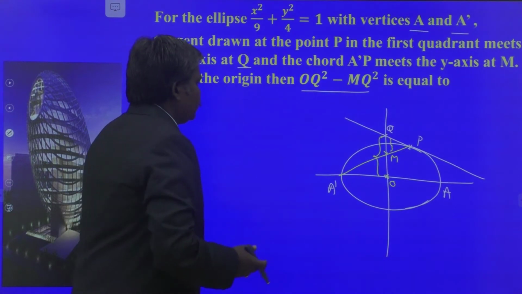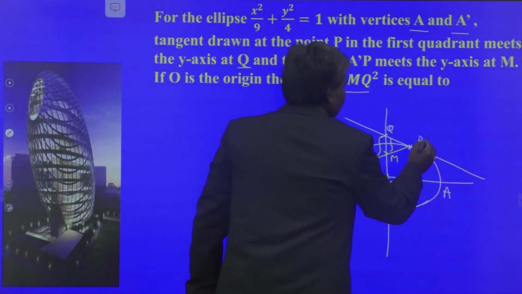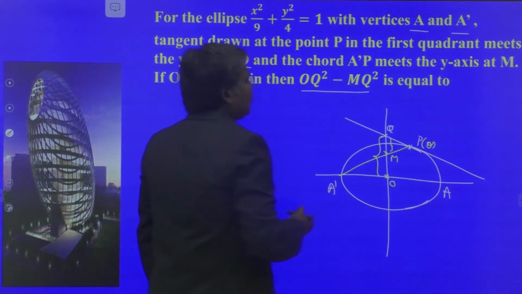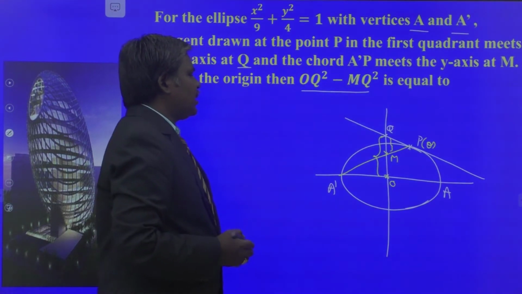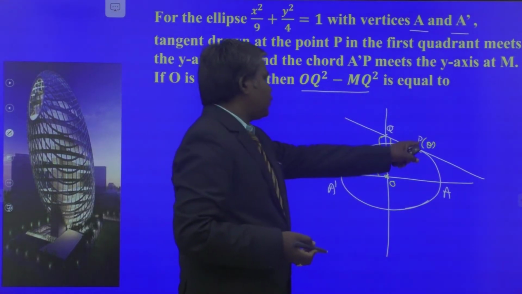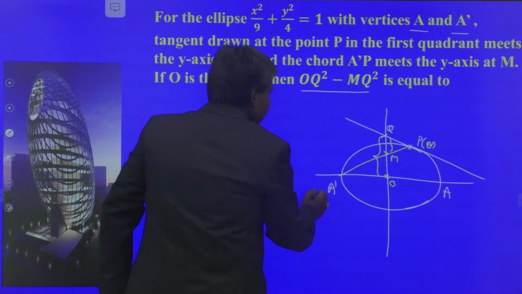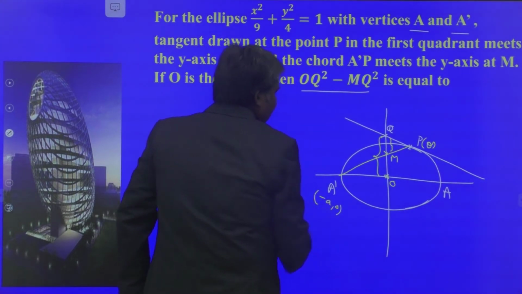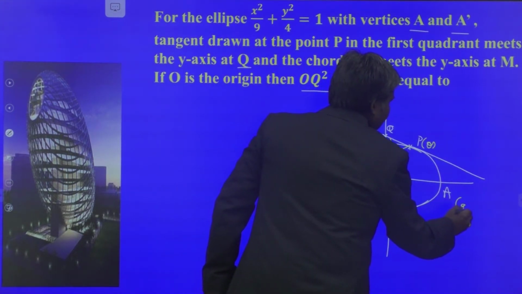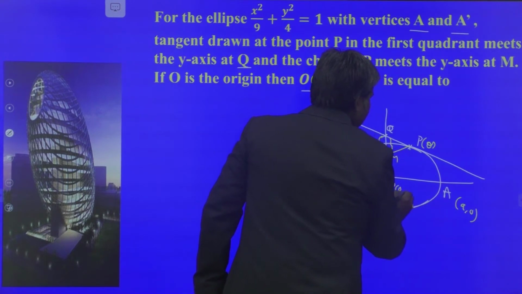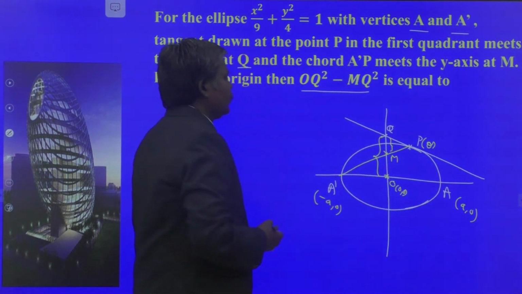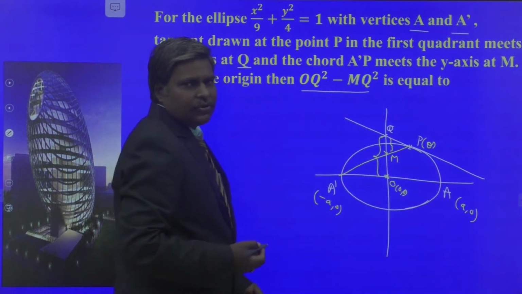Okay, so take the parametric point P of theta, P is a cos theta comma b sin theta. You can write the tangent at that point. This is A dash. Its coordinates are minus a comma 0. Its coordinates are a comma 0. Its coordinates are 0 comma 0. We can find the coordinates of Q easily.